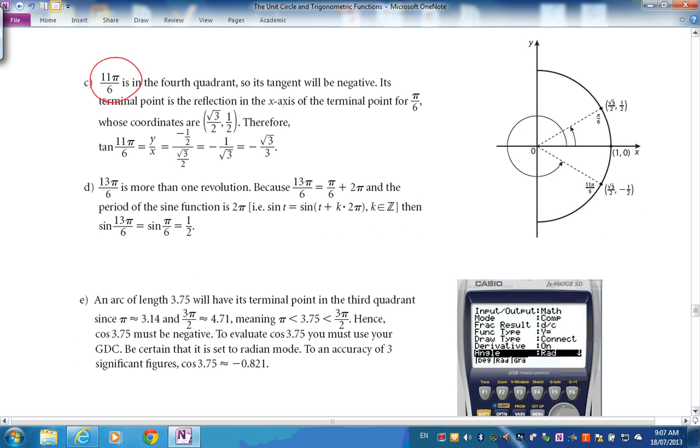11 pi on 6, well, 12 pi on 6 is 2 pi, so it's pi on 6 back from there. And when you see the pi on 6, you're thinking of multiples of pi on 6, so the matching one will be pi on 6 up here, which is root 3 on 2 for the cosine and a half for the sine. Now, what do we want here?